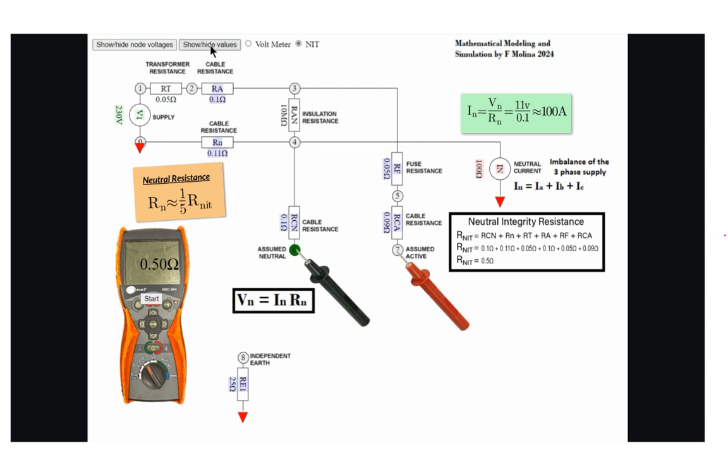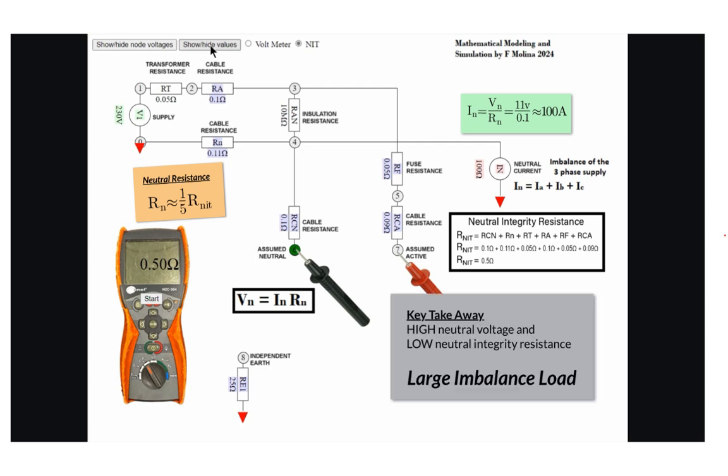So what does this tell us? A neutral current of 100 amps indicates a significant imbalance in the three-phase loads. This should be reported by raising an ISR or notifying power and water if you're a contractor. Key takeaway: high neutral voltage combined with low neutral integrity resistance suggests a substantial imbalance or high neutral current in the system.